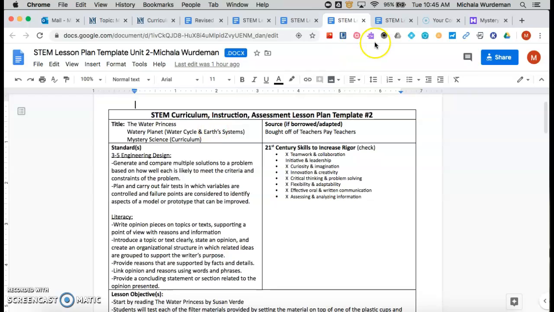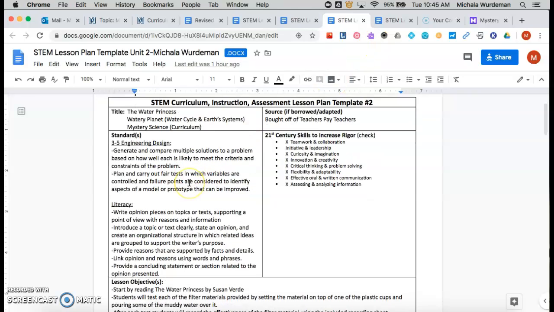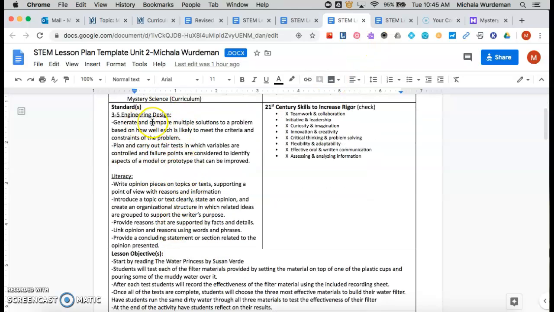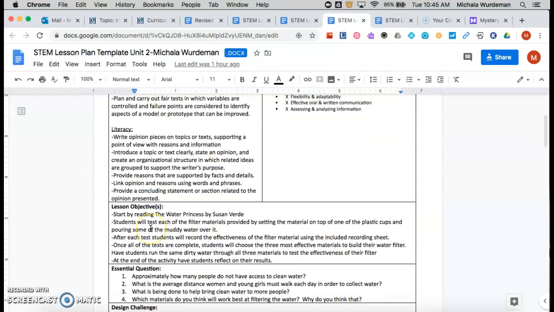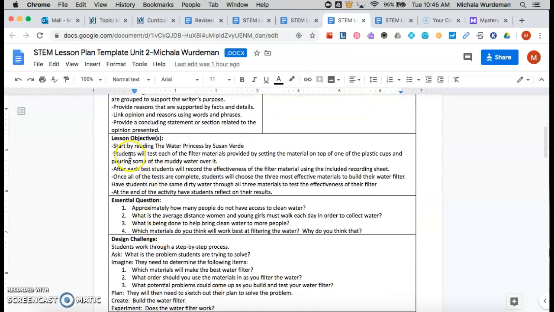This works perfect for my second unit, which was the Watery Planet. Once again, I'll let you read those. There's an engineering design and then that literacy piece. Their objectives: we would read the Water Princess.